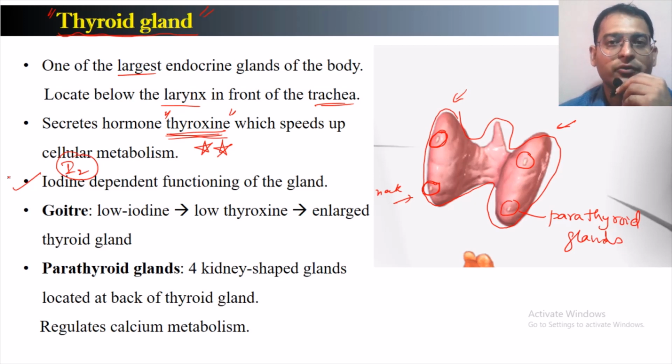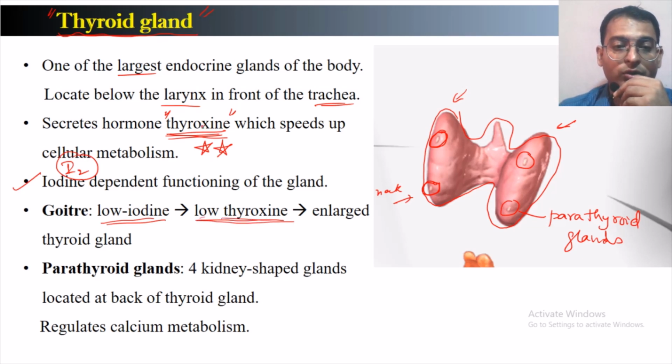Okay, the salt that most of us consume at home is packaged salt, which is iodized, iodine is added. Why is iodine added? Because a deficiency of iodine, low iodine, can result in low thyroxine hormone production. As a result, it is going to cause an enlarged thyroid gland.